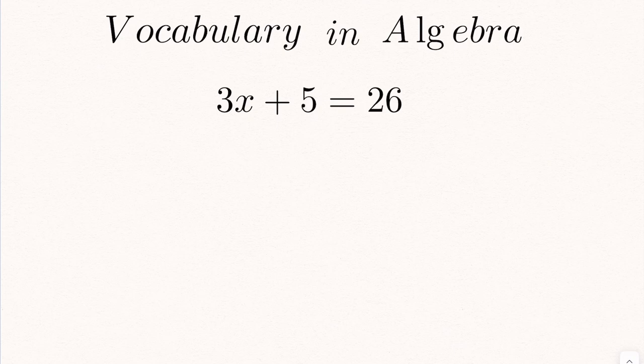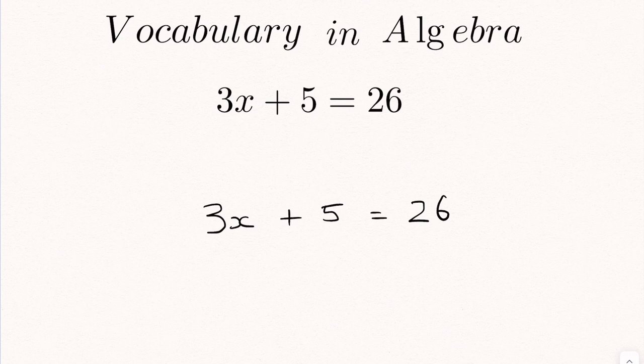We have an algebraic equation here that says 3x plus 5 equals 26. I'm just going to write it down here again: 3x plus 5 equals 26. I'll explain every part of this equation step by step.